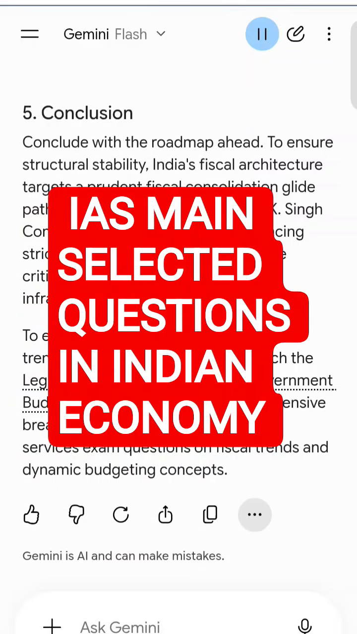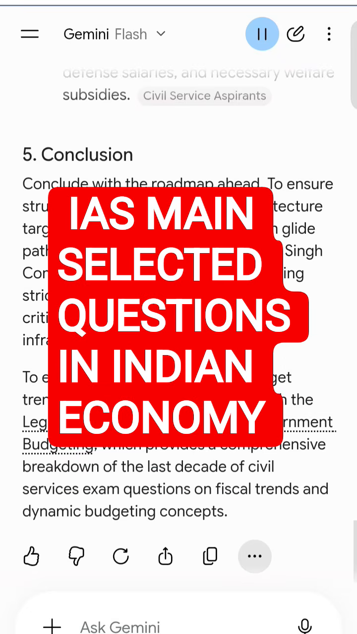Indian economy requires balancing structural concepts with recent macroeconomic indicators. The structure of two high-yielding, standard previous year questions, PYQs, from the IAS mains exam, complete with high-scoring model frameworks, illustrates this approach.